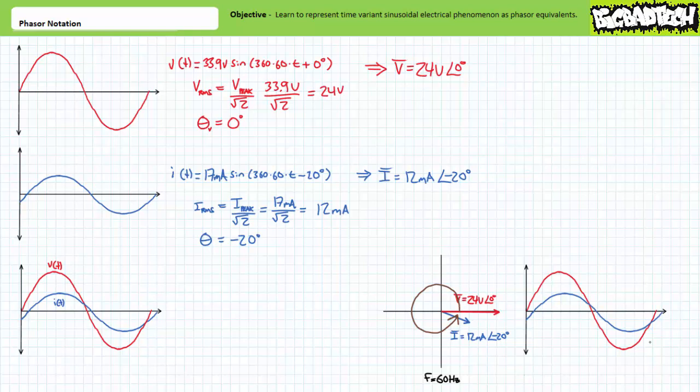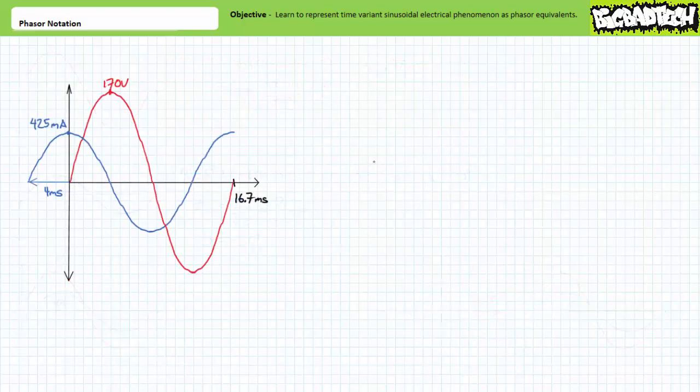In summary, time-variant sinusoidal phenomenon can be more efficiently represented using phasor notation, where phasor notation is something quasi-equivalent to a complex number expressed in polar format, being the effective value, the magnitude, and the phase shift, the direction. Let's try a couple illustrated example problems about phasor representation. Our first illustrated example problem shows a plot of voltage and current. Let's first determine the time-variant expressions of these sinusoidal phenomenon, then determine their equivalent phasor representations.